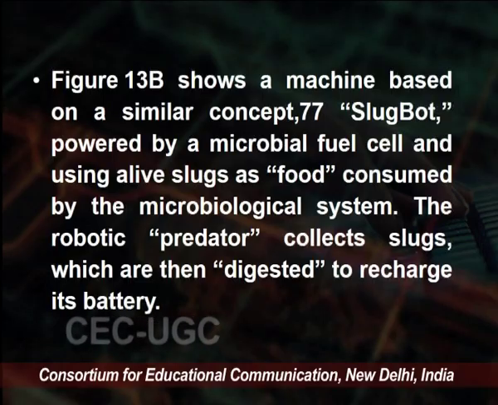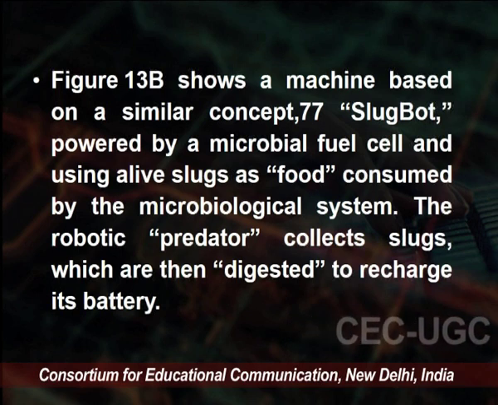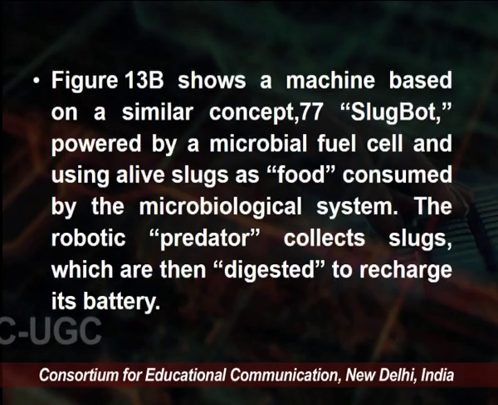So the machine that we will develop is the Slugbot, powered by a microbial fuel cell and using olive slug as a food consumed by the microbiological system. So, the robotic predator collects slugs, which are then digested to recharge it like a battery. This means it is functioning like a human body.